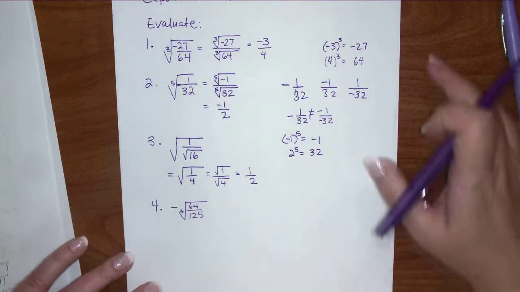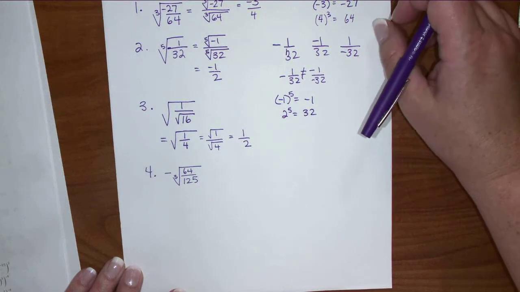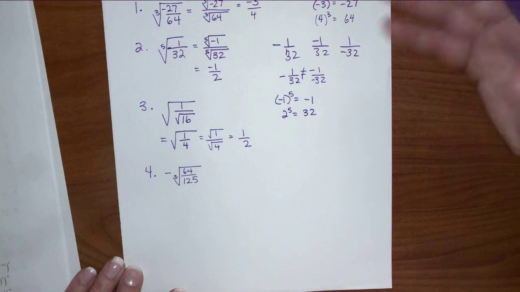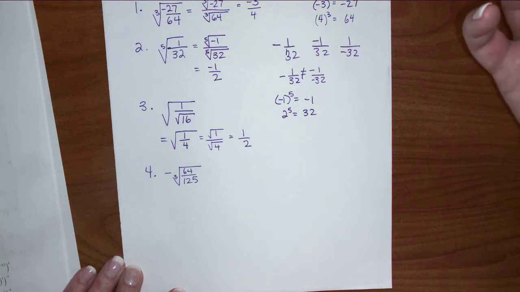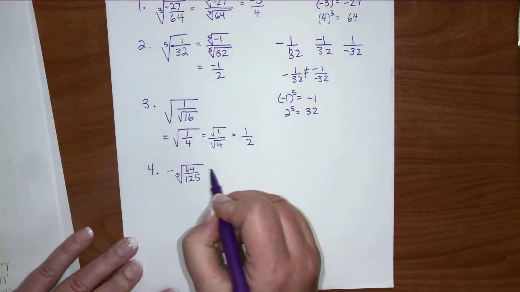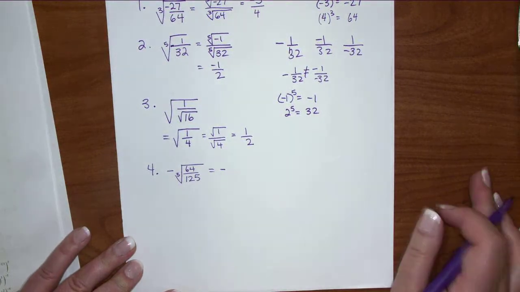Okay, what about this one? So this one, the negative's in front. It's just like negative 1 times whatever you get as your answer. Okay, that negative doesn't actually apply to anything except being multiplied in front. So our answer is going to be negative, and then whatever we get as our answer here.